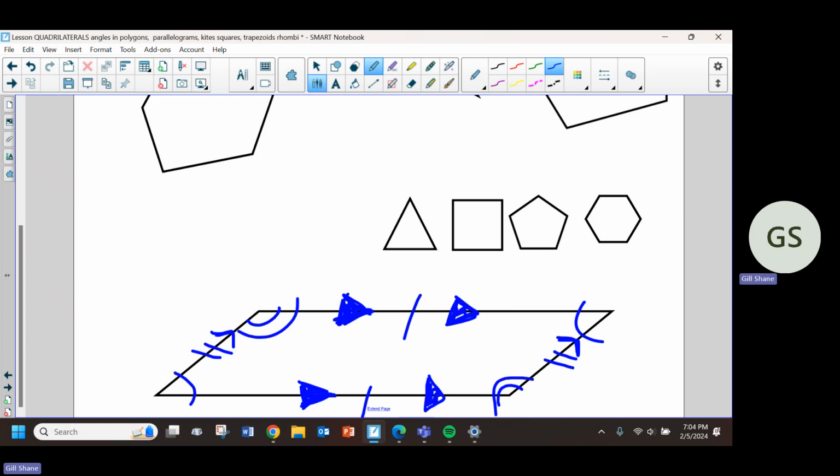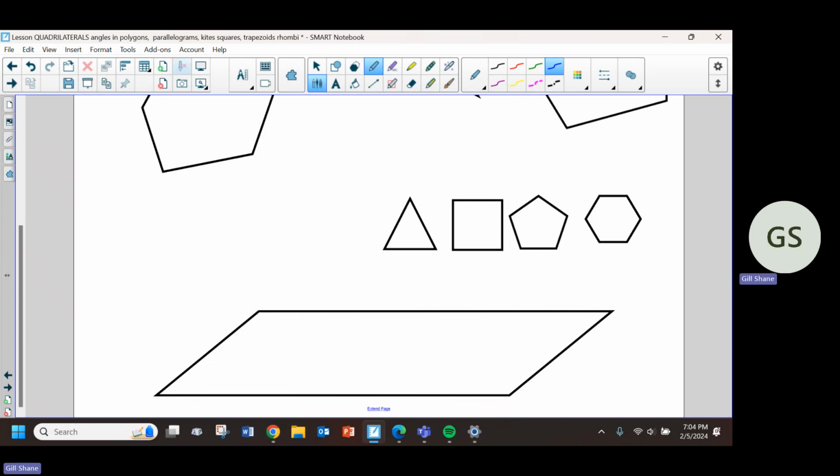I'm going to get rid of some of this. You can go back and look at it again if you need to. So again, opposite angles congruent, opposite sides congruent. We said the consecutive angles have to add up to 180. That was a theorem as well. Now, that does not prove that it's a parallelogram. This is when we know it's a parallelogram, we can say consecutive angles add up to 180.